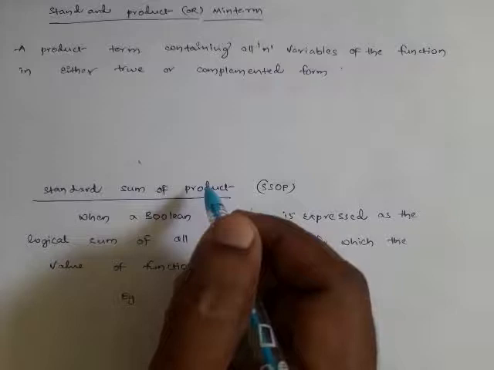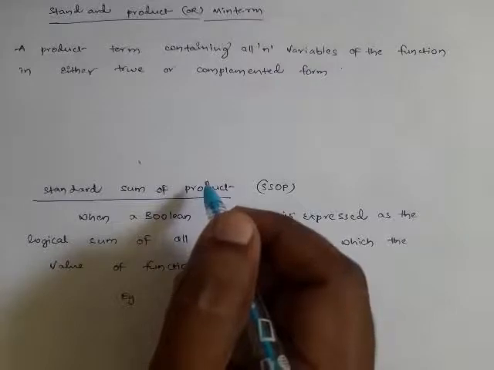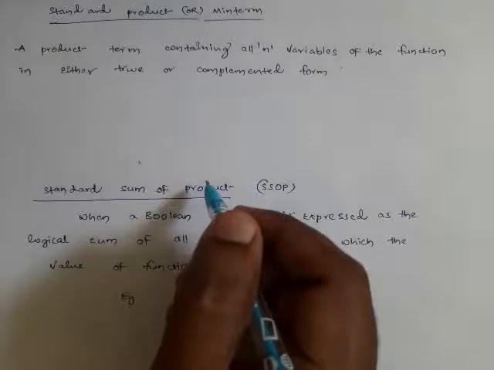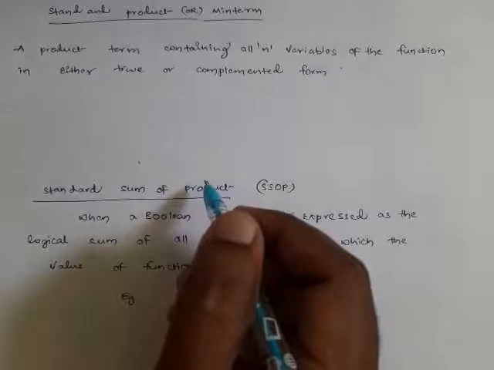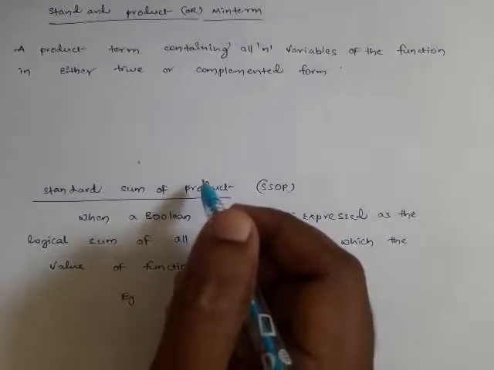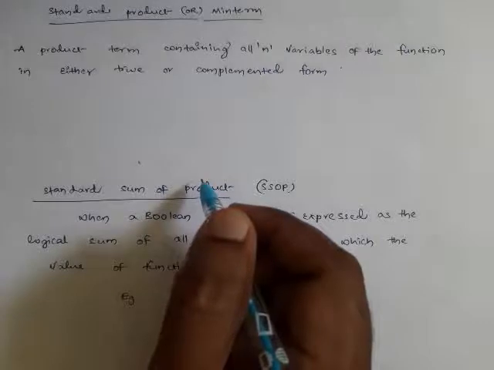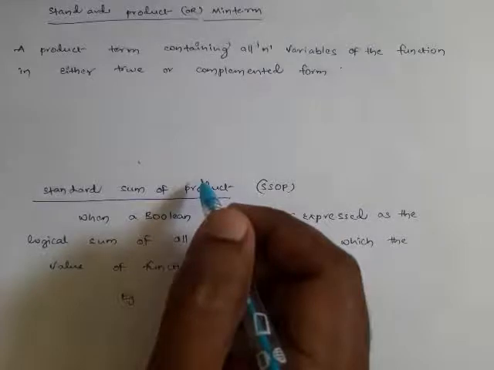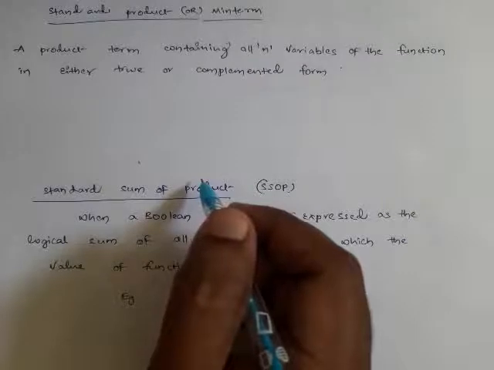it is a term obtained by performing AND operation on any number of variables on which the function depends. That means if a function depends on 3 variables, the product term may contain either all the 3 variables, or it may contain 2 variables. That means it may contain any number of variables. Each product term is not required to contain all the variables on which the function depends. So that is called a product term.